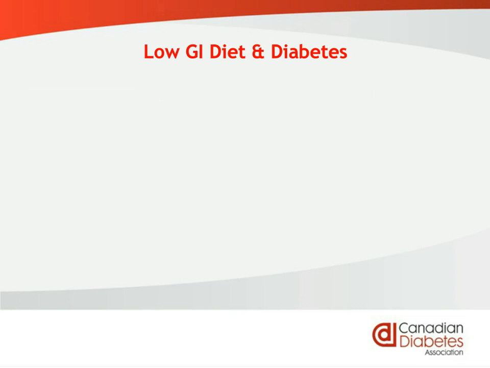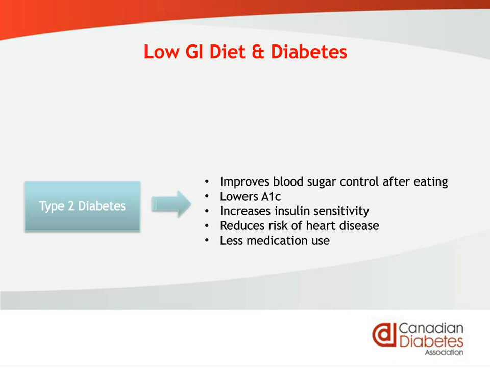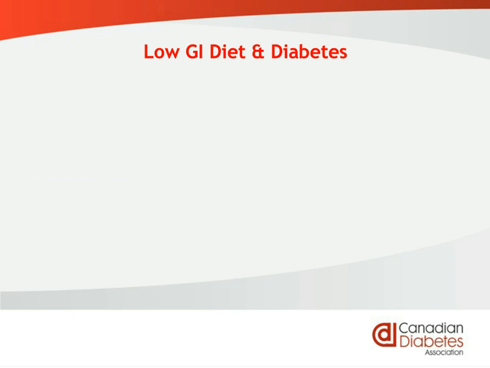Now moving on to type 2 diabetes, which is the most common type of diabetes. This is when your body does not produce enough insulin or your body does not properly use the insulin that it makes. Research has shown that following a low GI diet has similar findings to type 1. It helps with improving blood sugar control after eating, it may lower A1C levels and also reduce the risk of heart disease. But there also is some research showing that it may increase insulin sensitivity and require less medication use to manage your blood sugar.